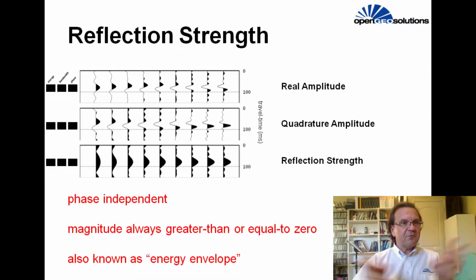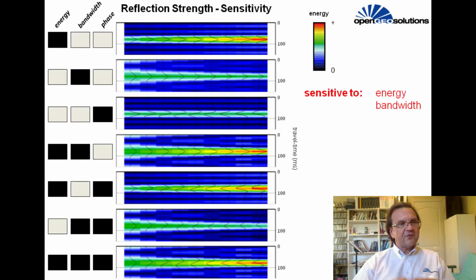Reflection strength, sometimes referred to as energy envelope, is defined as the total energy of the seismic trace. It is independent of phase, and its values are always greater than or equal to zero. Looking at the sensitivity chart, it is sensitive to energy and bandwidth, but it is not sensitive to phase. It can become helpful when working with datasets that exhibit uncertain or unknown phase.